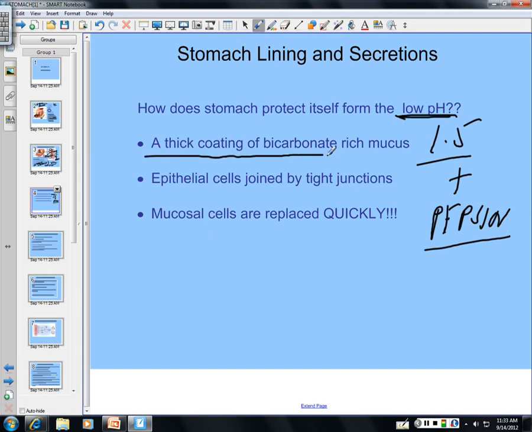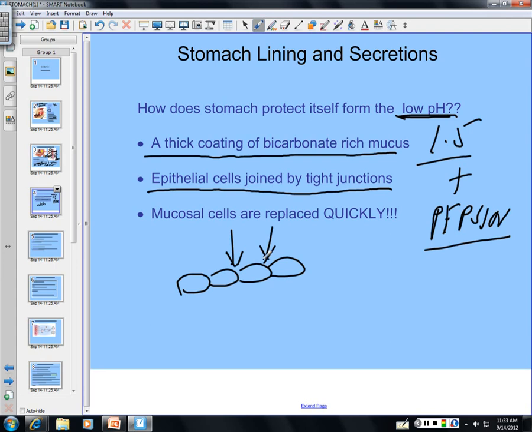There's a thick coating of bicarbonate-rich mucus, 2 layers of mucus. The epithelial cells are joined by tight junctions so that they will not allow the acid to pass through. The mucosal cells are replaced very quickly, almost in 3 to 5 or 3 to 6 days. However, anything that passes through this barrier is going to result in an inflammation called gastritis, which, if it continues, you end up getting ulcers.